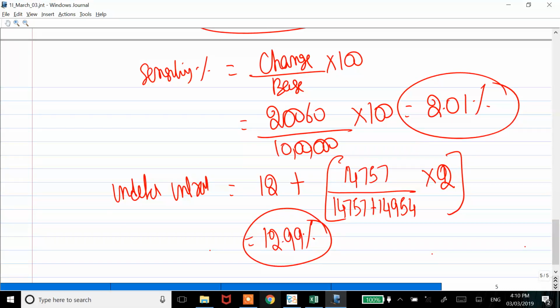Answer is change by base into 100. How much do you get? That is 0.99 by 12. So the project is more sensitive to the cost of the asset.